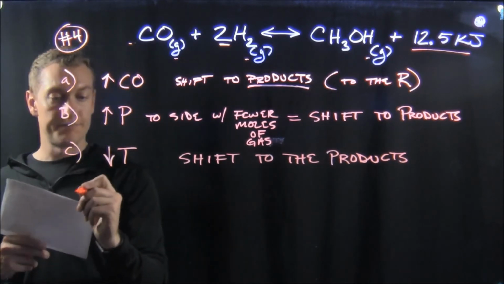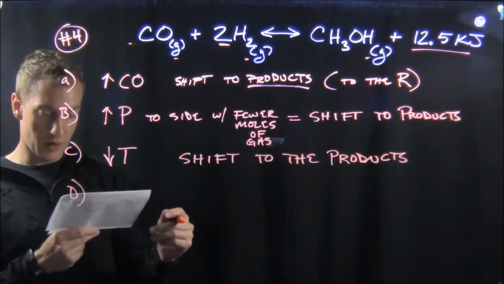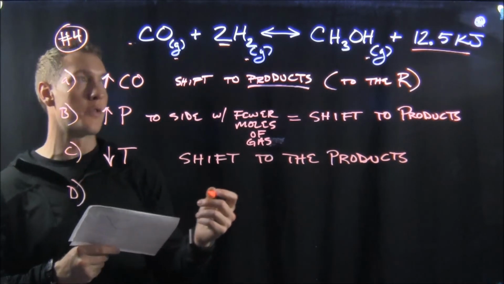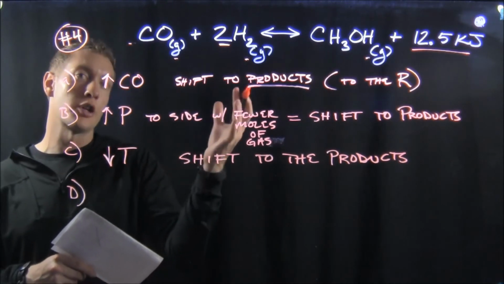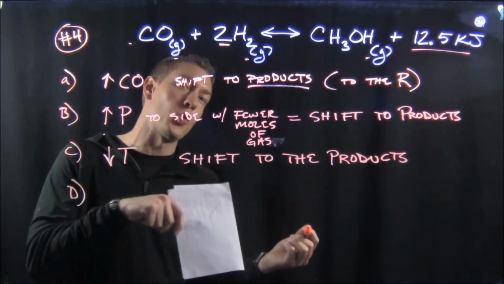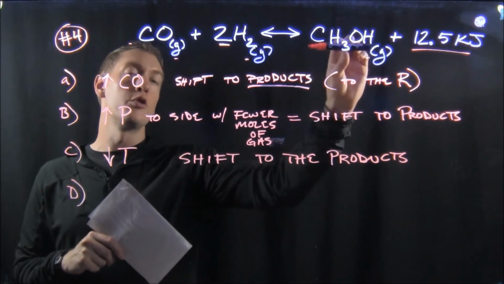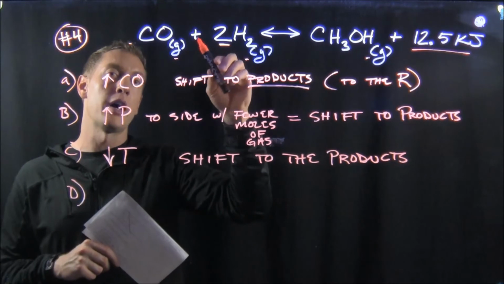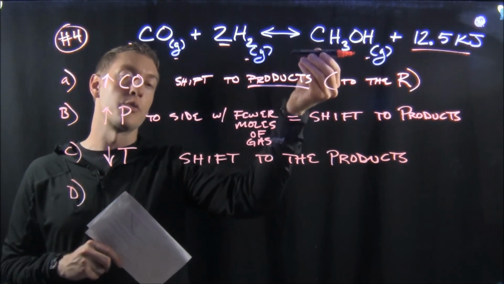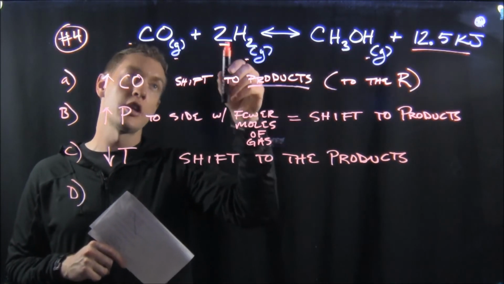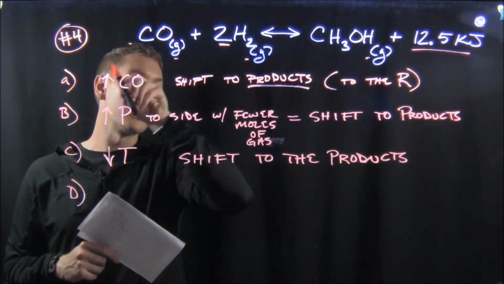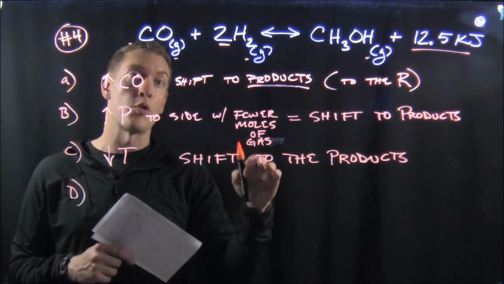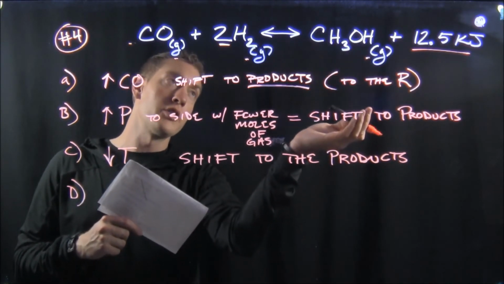For D, how will the concentration of hydrogen change if CH3OH is removed from the system? So when we talked about C, we talked about how removing things shifts the equilibrium towards it to try to replace it. So if I remove CH3OH from the system, more of these reactants are going to combine to try to reproduce the removed CH3OH. That means that the concentration of carbon monoxide and the concentration of hydrogen are going to decrease from what they were.